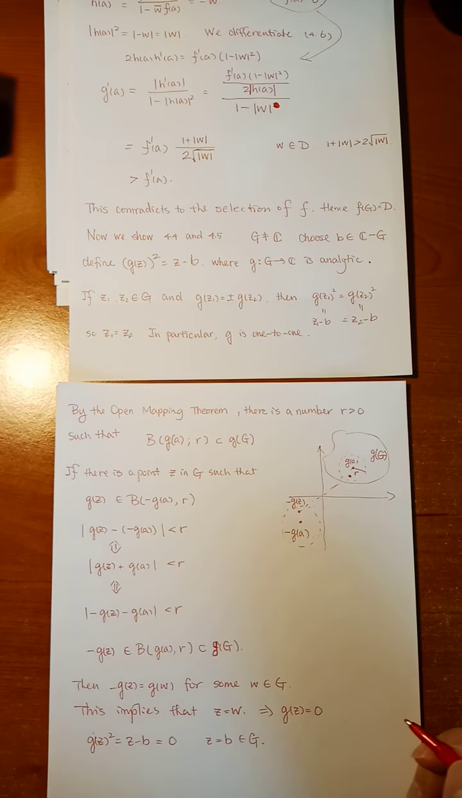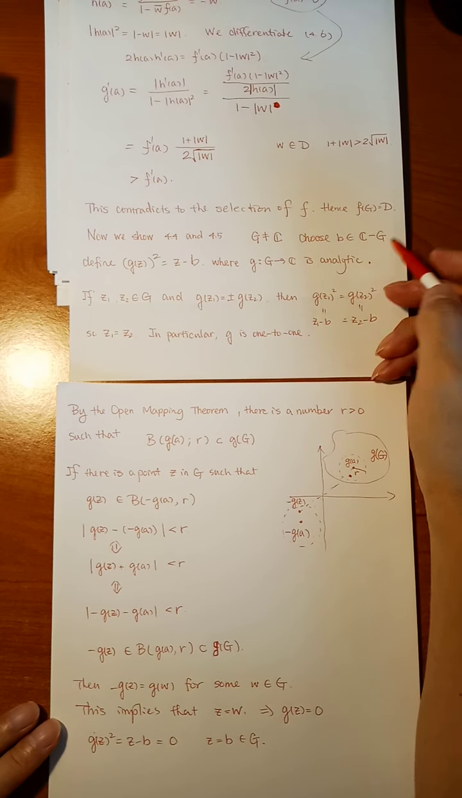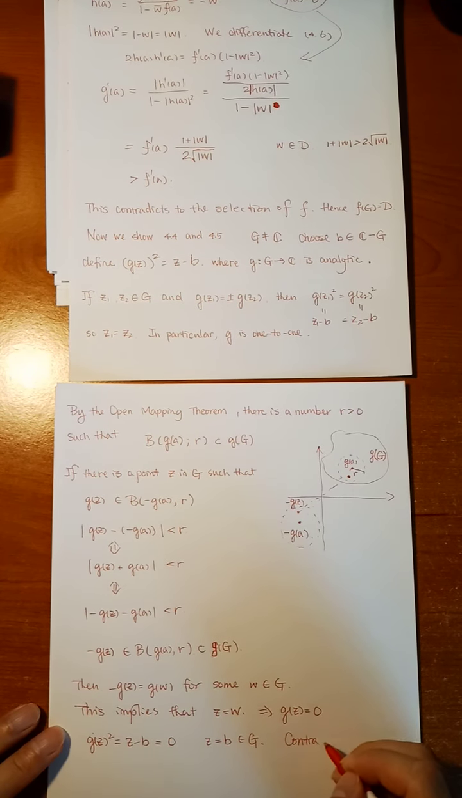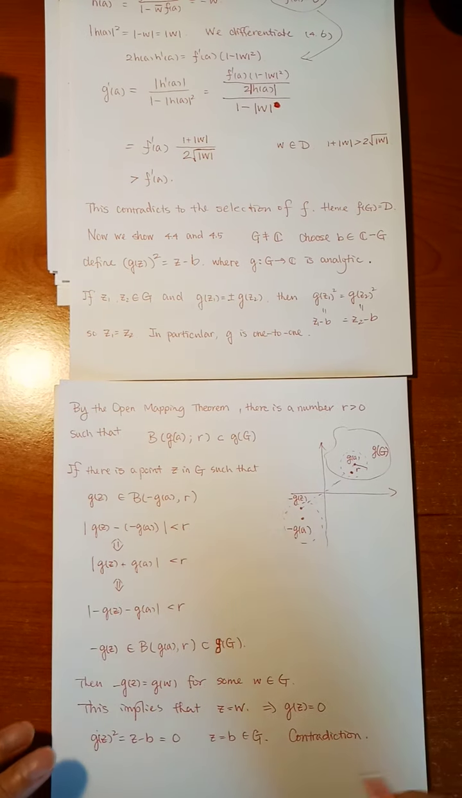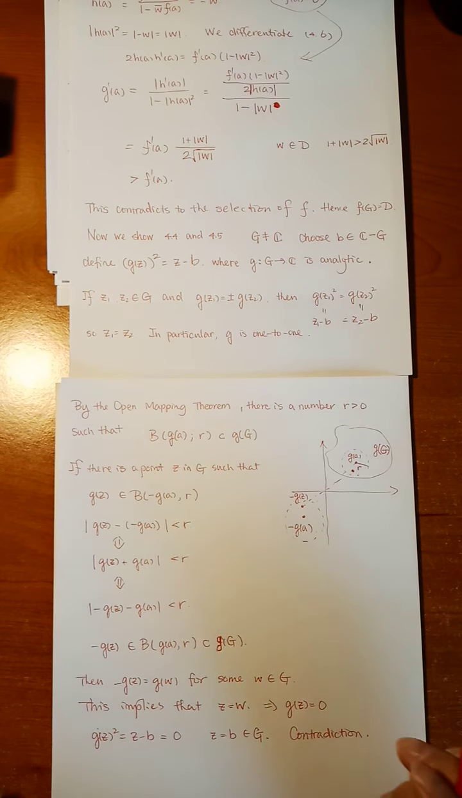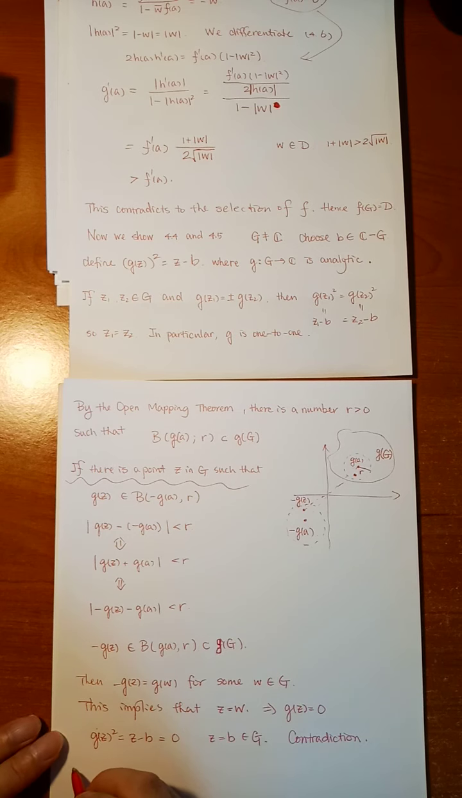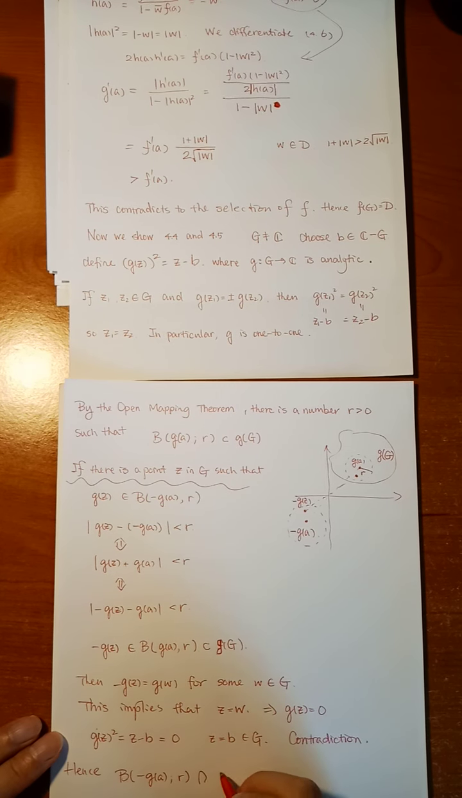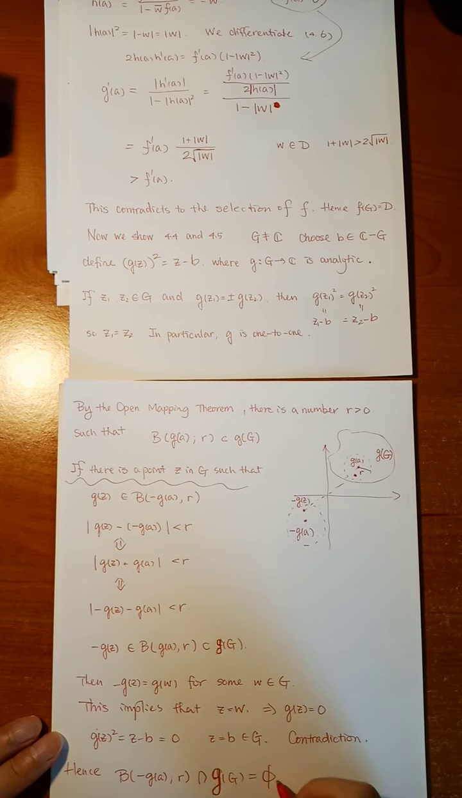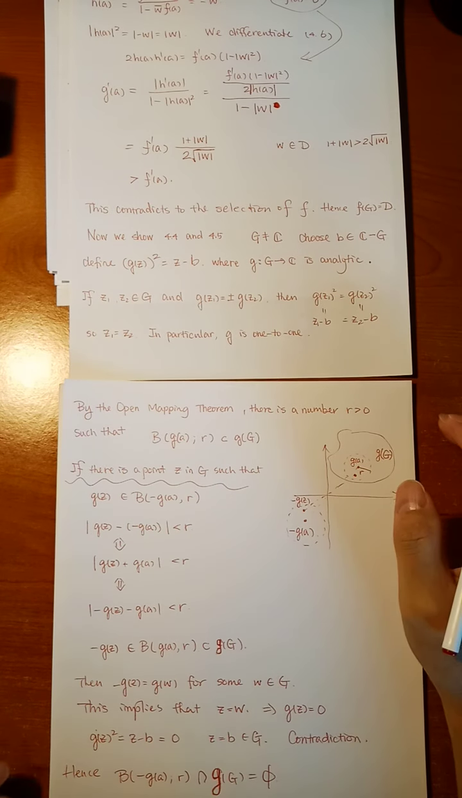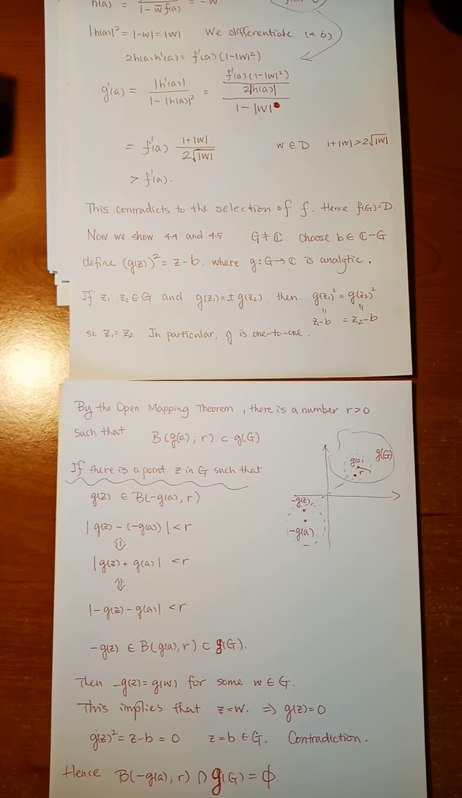b belongs to the region G. That's a contradiction. b does not belong to G. Okay? This contradiction tells us there's no point inside this ball. Hence, this open ball centered at negative G of a with radius r intersect G of G is empty. It's totally outside it. This is an empty intersection.